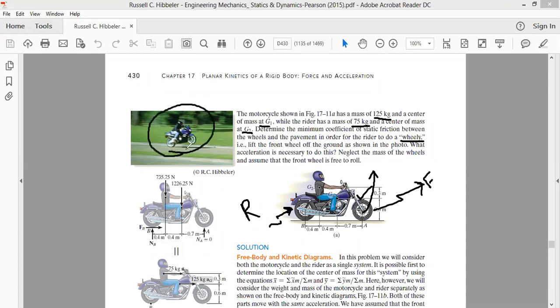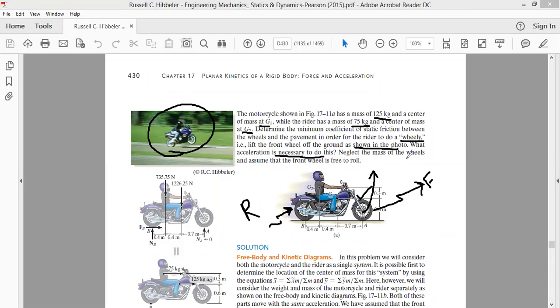If you look here, this is called a wheelie. He wants to lift the front tire and perform the motion on the rear tire. Lift the front wheel off the road as shown in the photo. What acceleration is needed to do this? How much acceleration should the motorcycle have to perform the wheelie?